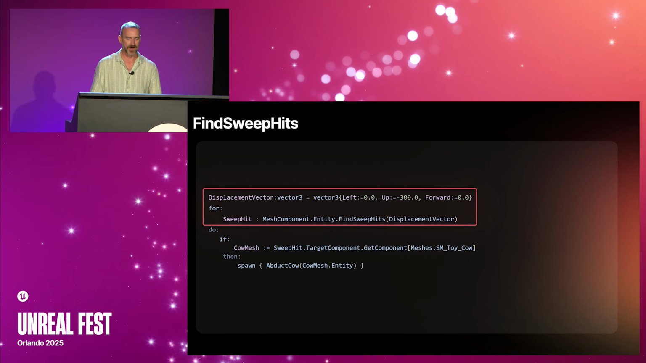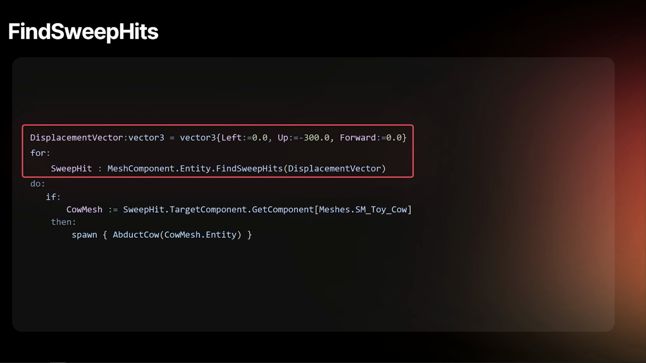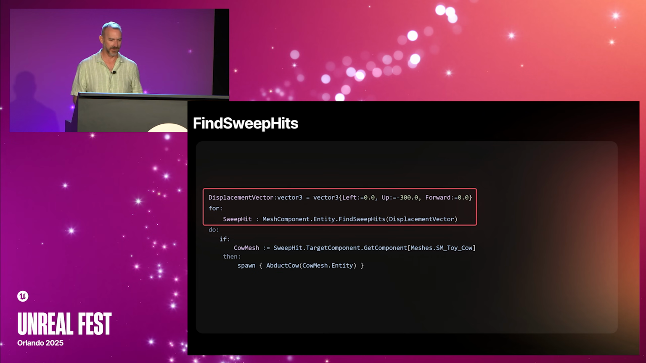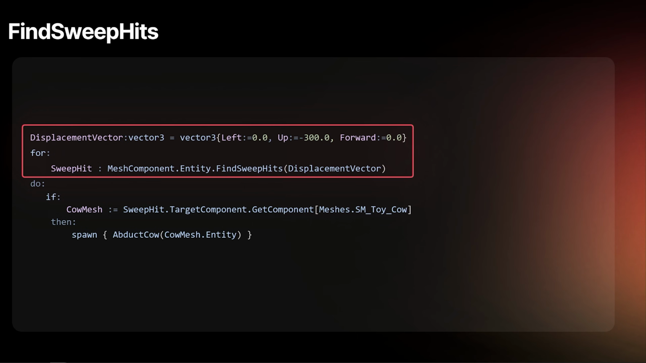So we're just defining where the sweep happens. So I'm going down 300 units. So just taking the mesh and it just pretends like if we move the mesh down 300 units, what are we going to hit along the way? So for our sweep hit, we run FindSweepHits, and then again I'm just casting to a cow, and if it is the cow, then we do our abduction logic.